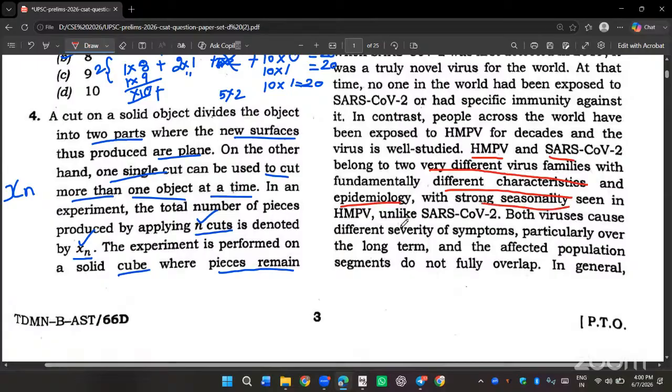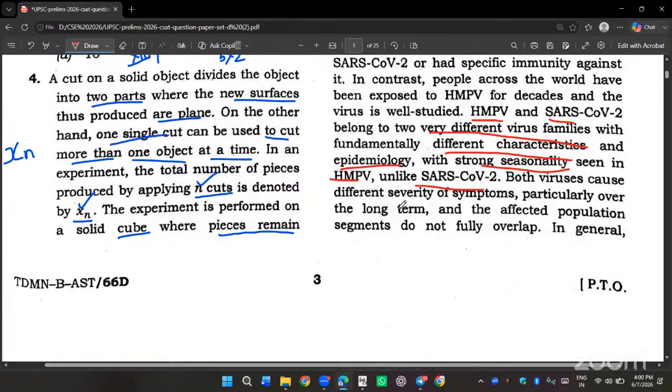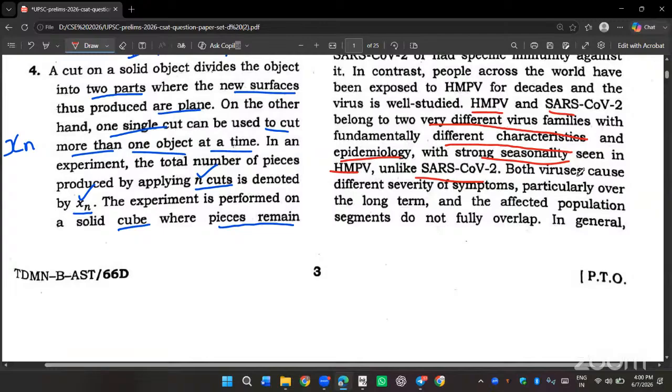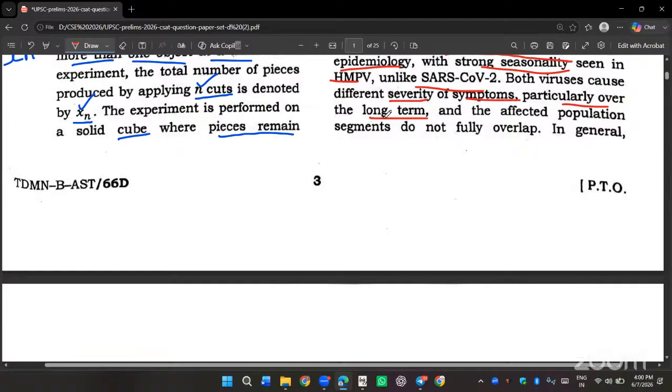With a strong seasonality seen in this virus, unlike SARS. So again, a difference. Both viruses cause different severity and symptoms. So their impact also differs. Symptoms, consequences differ, particularly over the long run. So sometimes it may be given as a short term in the answer.